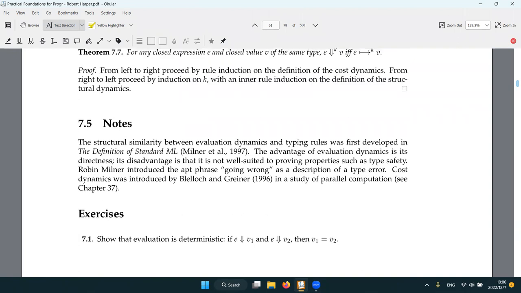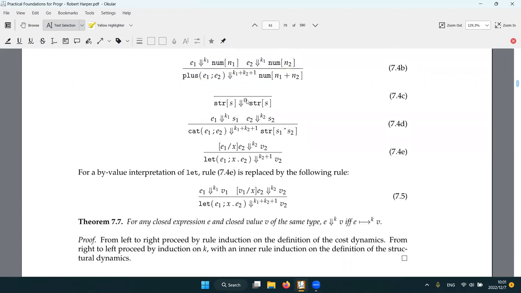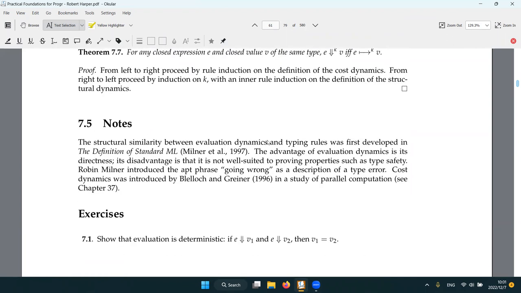Yeah. I mean, as he's presented it, you've got structural dynamics, which you then project onto some sort of evaluation dynamics. So you lose a bunch of information and then you add it back in, or you're adding part of it. It's like how many steps you have, basically. But how many steps you have is not that useful. It just makes you wonder what the advantage of it is. Anyway, he says right there its advantage is its directness, and its disadvantage is that it's not really useful for the kind of thing we're going to do in this book.